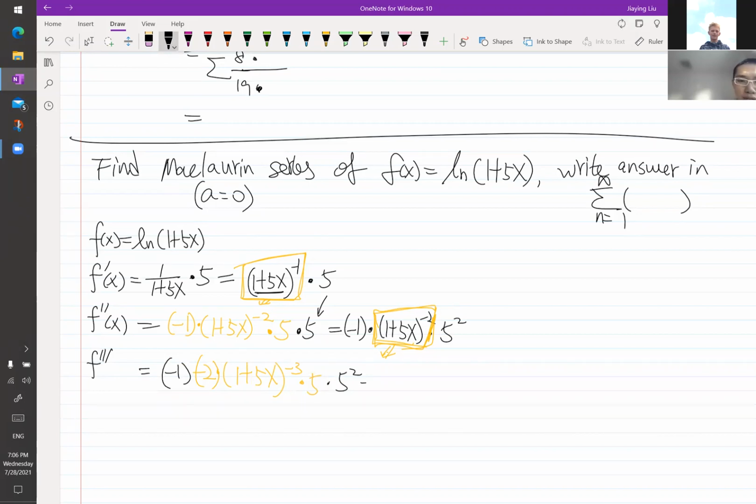You can write this as -1 times -2, so I'm going to write it as 2 factorial because it's positive. It's the same thing as 2, which is 2 times 1. Right, so I'm going to write it as 2 factorial. The reason I'm doing this is that when I take the derivative again, I will have a -3 multiplied to it, so in the following step I have a -4 multiplied by it. So I'm going to write 2 factorial for now, 1 plus 5x to the -3 times 5 cubed.